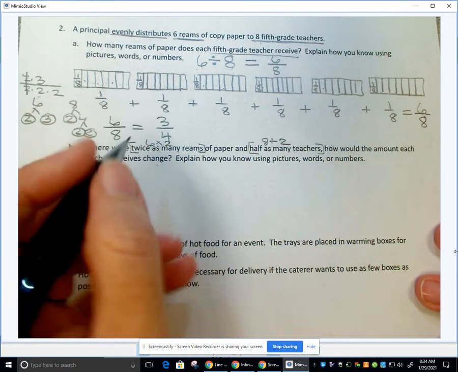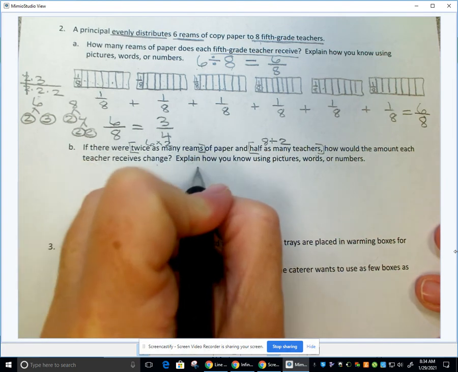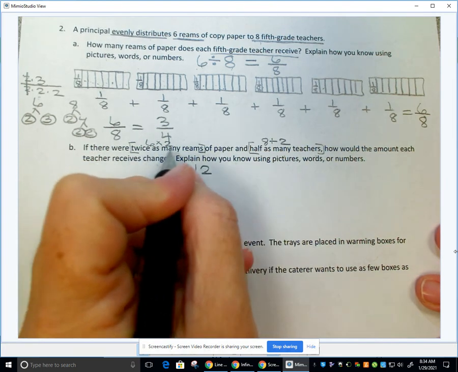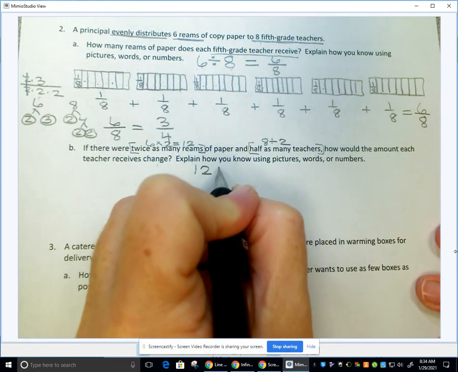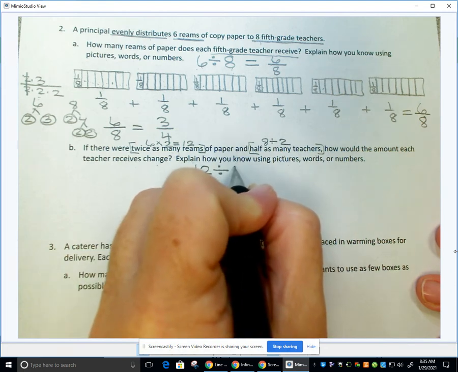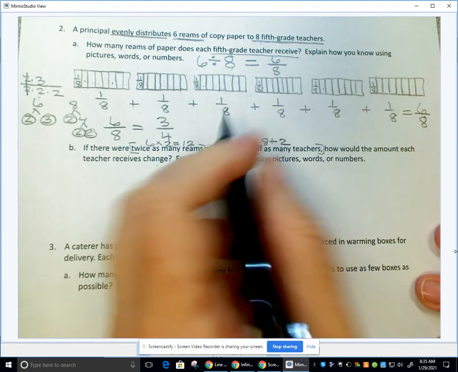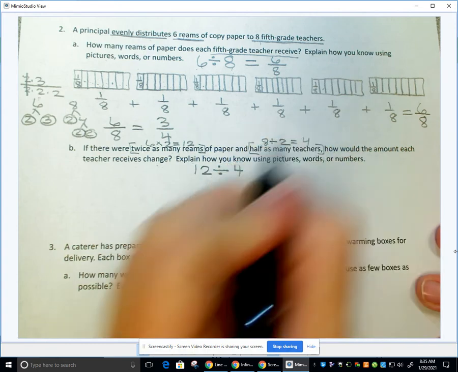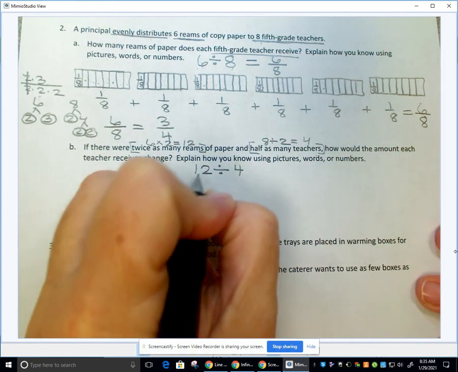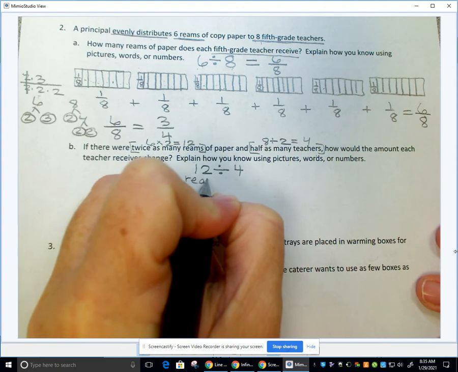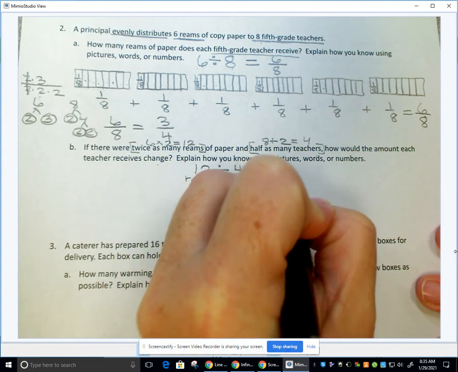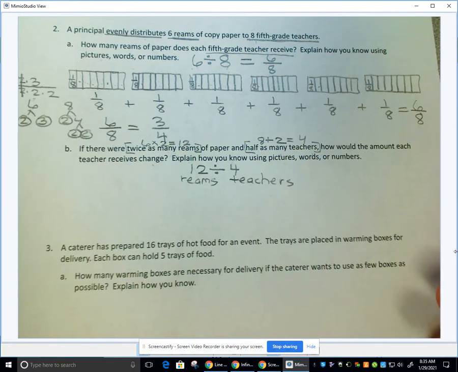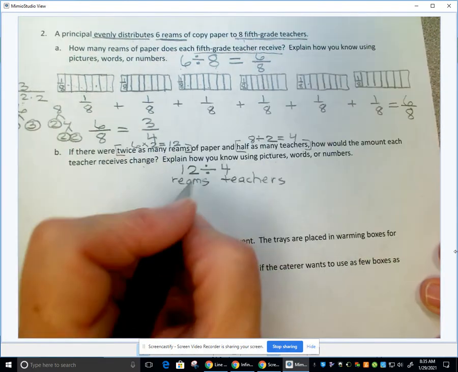So now we're going to take 12 reams of paper right here. Now we've got 12. I'll put equals 12 there. Divided by 4, right? Because 8 divided by 2 equals 4. So we've got 12 reams of paper divided by 4 teachers. Now, how would I write that as a fraction?